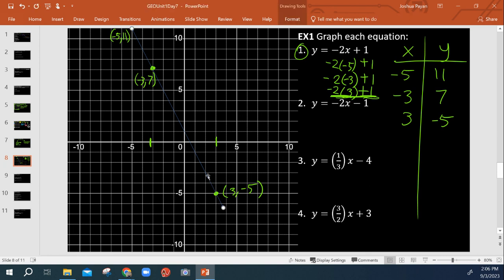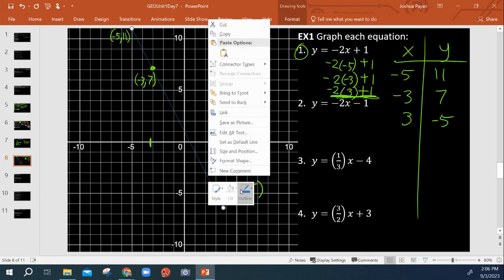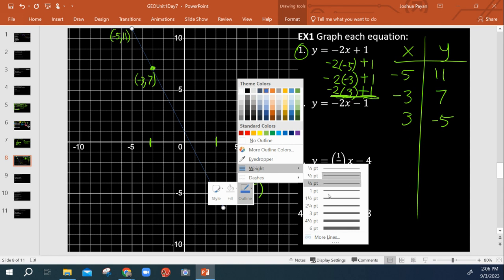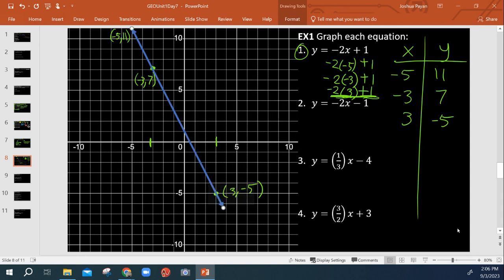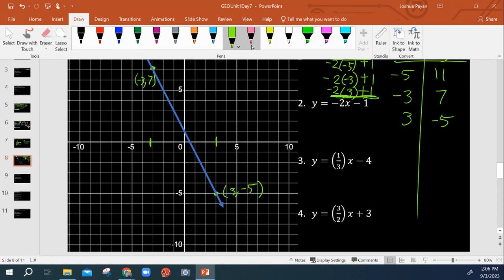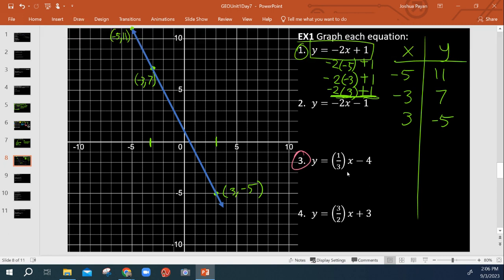But anyway, we see this blue line graphs out our equation perfectly. And this blue line here represents this actual function, y equals negative 2x plus 1. And we did it using a t-chart. So now we're going to look at an alternative method, using number 3 here.